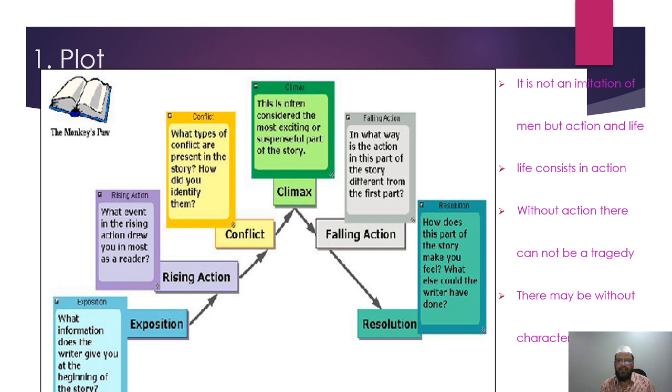It is not an imitation of men, but of action and life. So plot imitates men in action, plot imitates life. Life consists in action. Without action there cannot be a tragedy. There may be tragedy without characters, but without action there may not be tragedy. Therefore plot is regarded as the soul of tragedy.